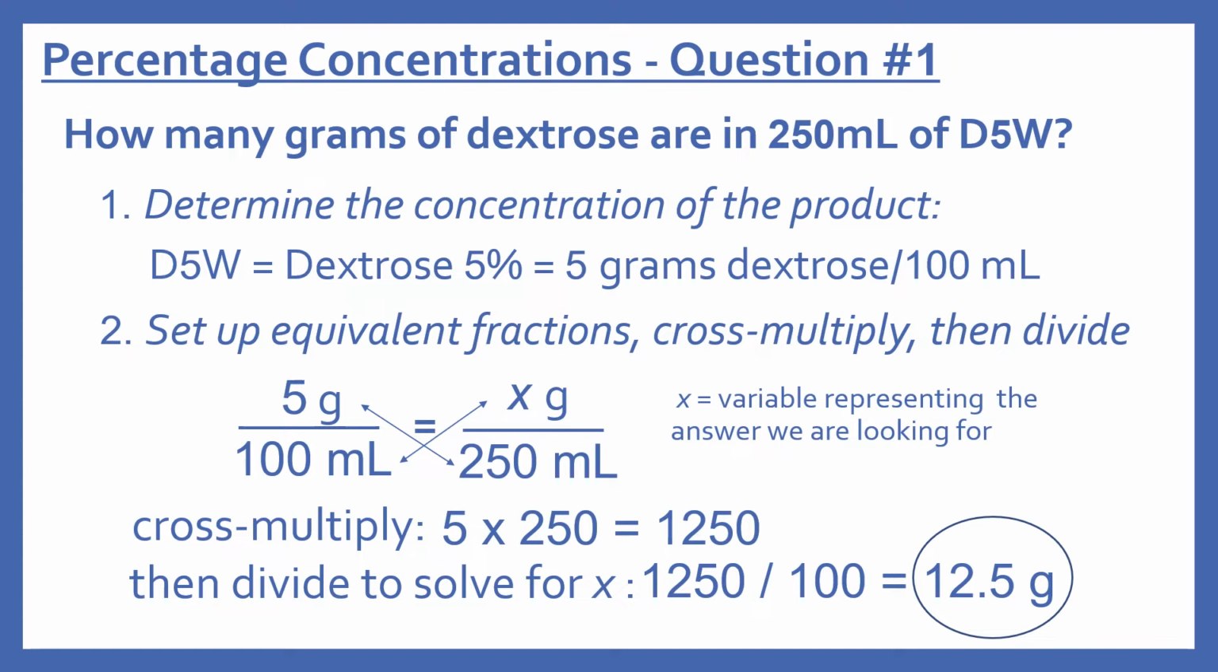Next we'll cross multiply, so we'll take 5 times 250, that equals 1,250, and then we'll divide to solve for X. So then we'll divide by 100, and that equals 12.5 grams. So there are 12.5 grams of dextrose in 250 mLs of D5W.